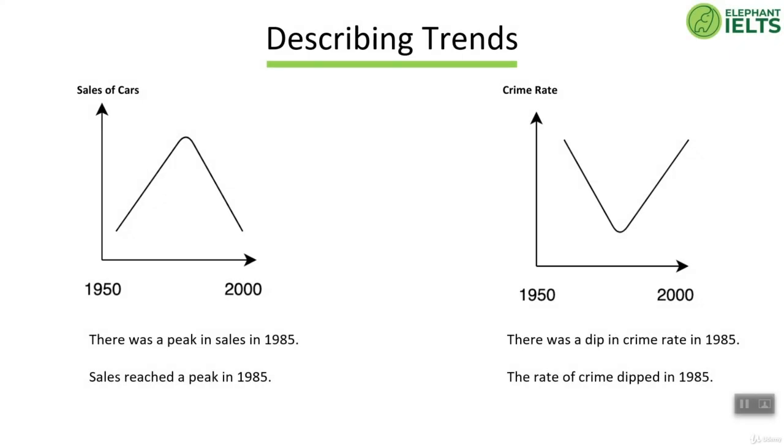Look at these line graphs here. The first one shows this highest point in sales in 1985. So we can say there was a peak in sales in 1985, or sales reached a peak in 1985. The opposite of the peak is a dip. We can say there was a dip in the crime rate in 1985, or the rate of crime dipped in 1985.